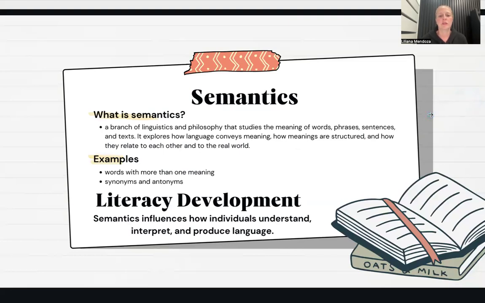Semantics is a branch of linguistics and philosophy that studies the meaning of words, phrases, sentences, and texts. It explores how language conveys meaning, how meanings are structured, and how they relate to each other and to the real world. Some examples include words with more than one meaning and synonyms and antonyms. The way that semantics applies to literacy development is that semantics influences how individuals understand, interpret, and produce language.